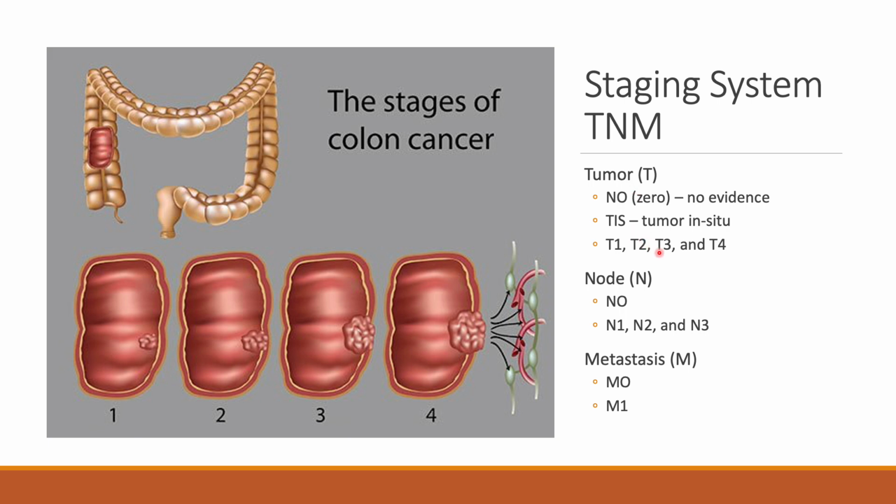3, for example. And then for nodes, there's either no nodal involvement whatsoever, or you have 1, 2, or 3, and this has to do with the number of nodes involved, and this will give an idea of the extent of spread of the cancer. So it might be a T3N0. And then metastasis, it's either metastasized or it hasn't, and that information you get from your scans, so the PET scan or CT scan or whatever sort of scanning you're doing.